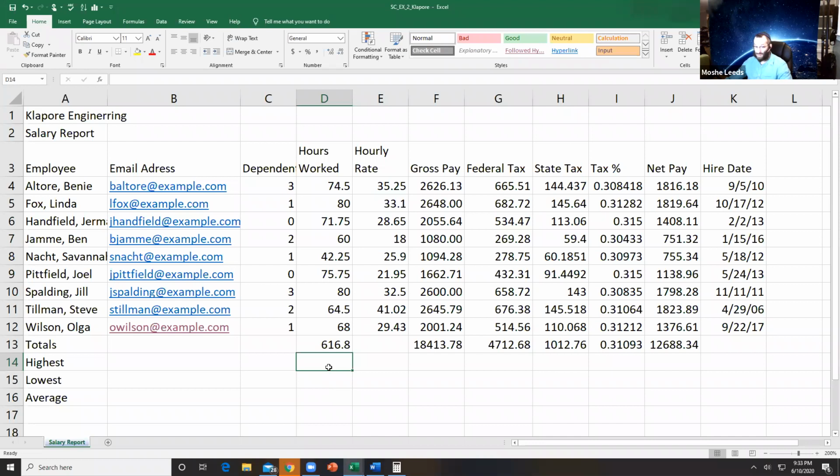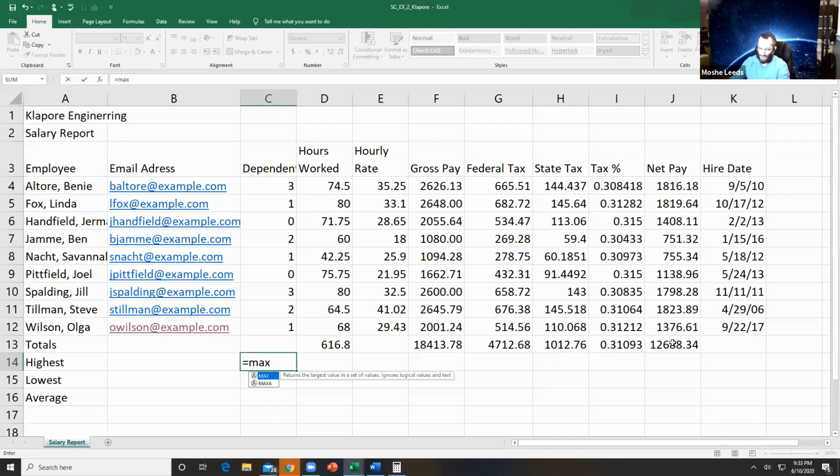My computer's making funny noises. Okay. Let's start off with dependents. I want to know who has the most dependents, right? So I'm going to do equal. And the truth is, I know it's a max. I know it's max. So I could type in max. Returns the largest value in a set of values, ignores logical values in text. Okay, that's one way to do it.